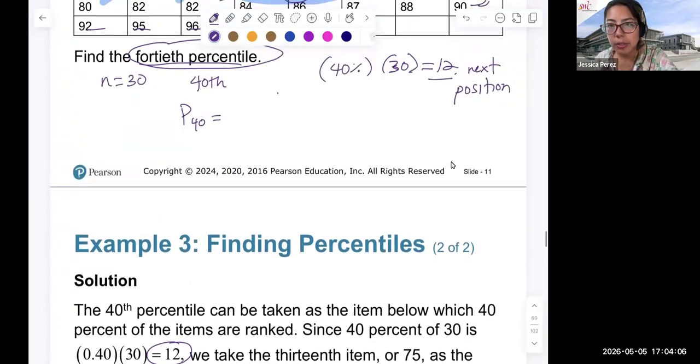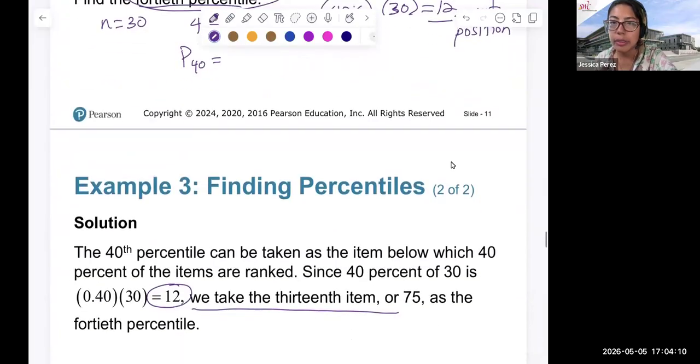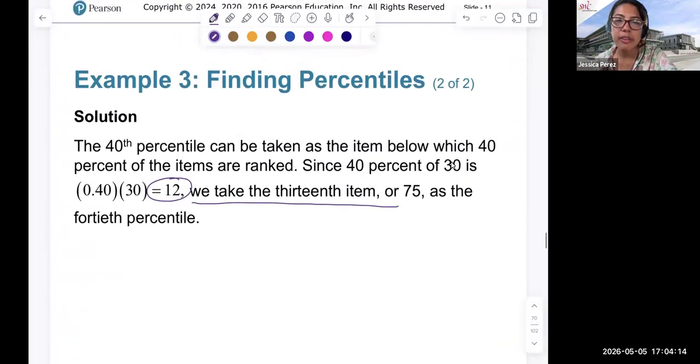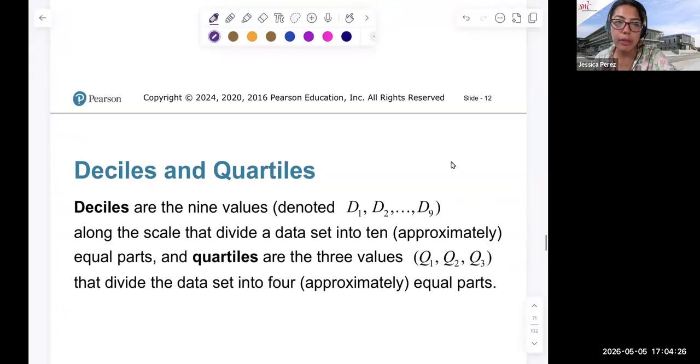Now, if it landed in the middle, let's say like 12.5, then you would have to take the mean between them. So when we're looking to find the 40th percentile, we take 0.40 times 30, that's 12. So we look at the 12th position and then you look at the next value. So you always go up one more value.